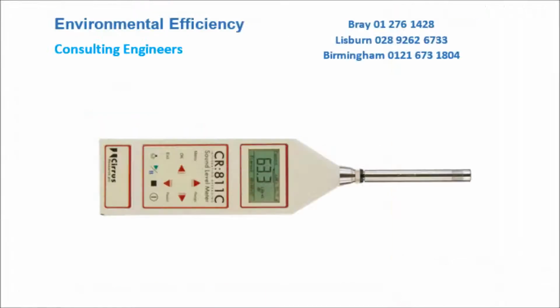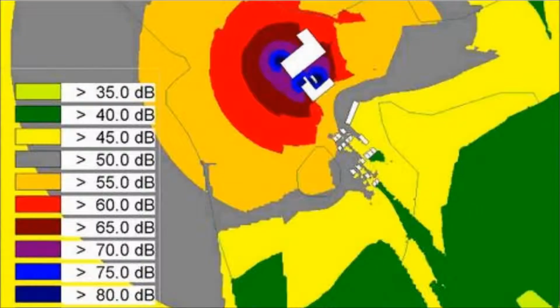What can you do if noise levels from your site exceed the stipulated noise levels? The first step is to construct a noise model. This allows predictions as to what the noise levels will be at any location. A number of what-if scenarios can then be investigated. For example, if the speed of this fan is reduced by 10%, what difference will it make?